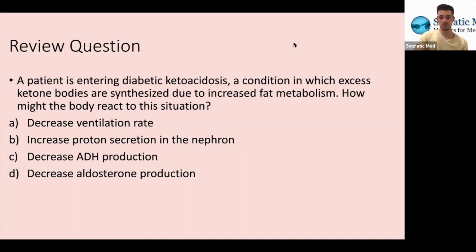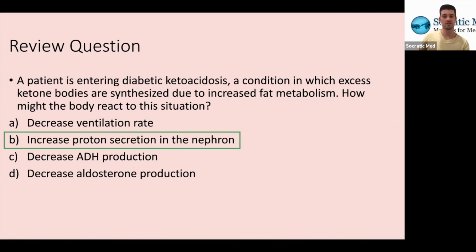All right, so 27% of you said A, 36% of you said B, 27% of you said C, nobody said D, and 9% said I have no idea. So the correct answer is in fact B. So let's go over it.